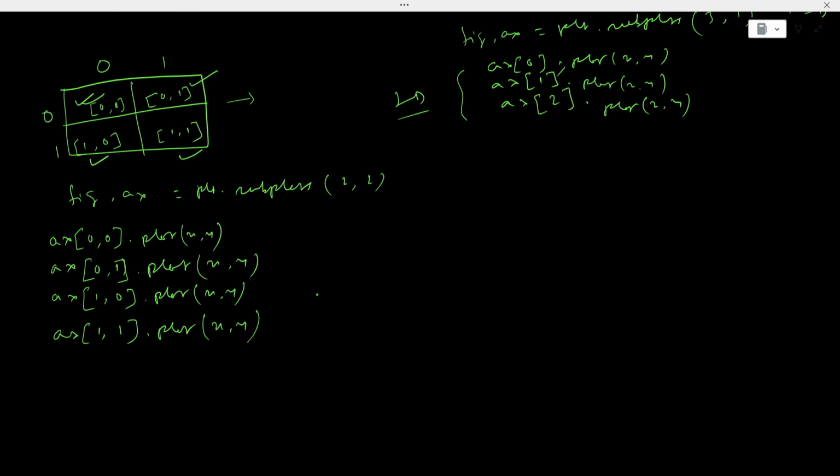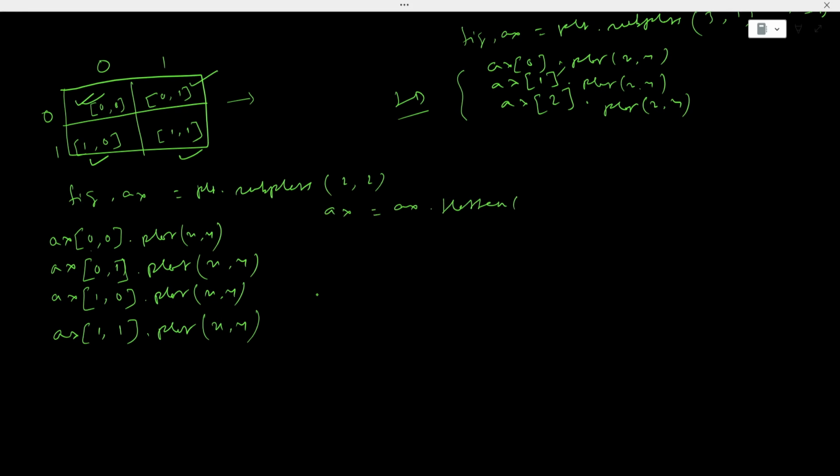Now there is another way. Whenever you are using a 2D array, you have to pass something like this, row and column. But there is another way to execute this code by converting this 2D array into a 1D array. So for that, you just have to write ax equal to ax dot flatten.